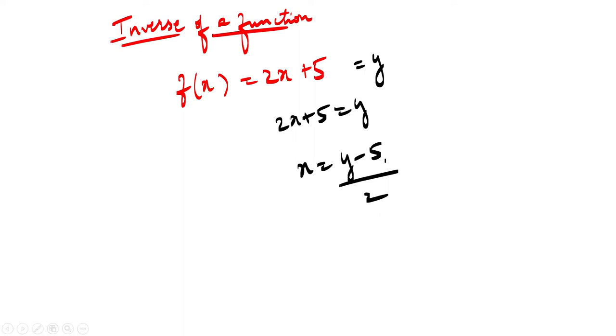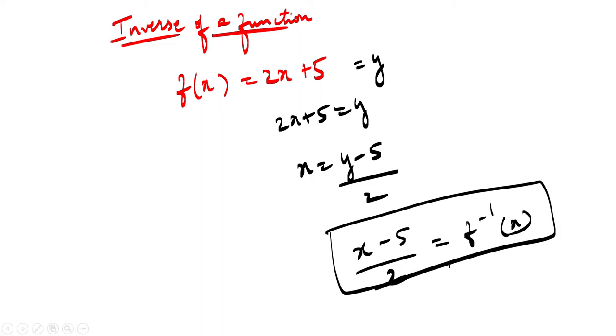Now what you must do is, wherever there is y, just substitute that with x. This is the next step. So (x minus 5) by 2, this is my inverse. Only two steps. First equate that to y, calculate x, and wherever there is y, just substitute that with x. That will be the inverse of the function that is given. This is how you calculate the inverse of any function.